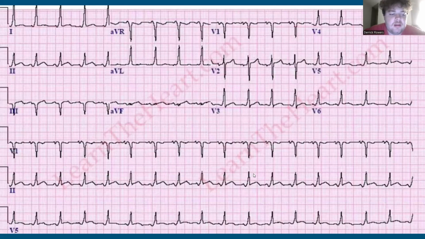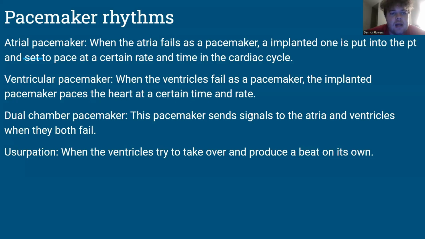WPW produces something called a delta wave due to the accessory pathway. The delta wave is this wave right here. Notice how most QRSs go straight up diagonally. This one curves, right? You can notice a slight curve here. It curves. That's a delta wave. That's what you see in WPW.